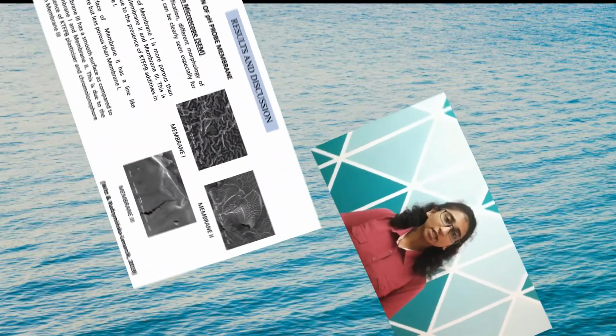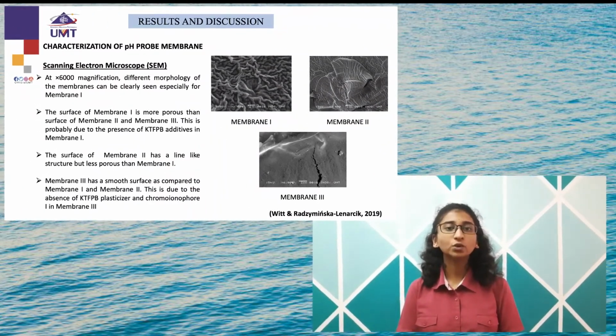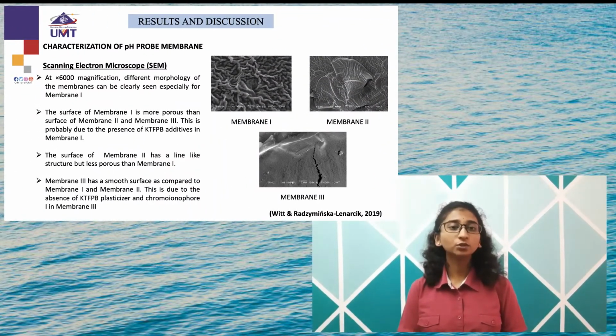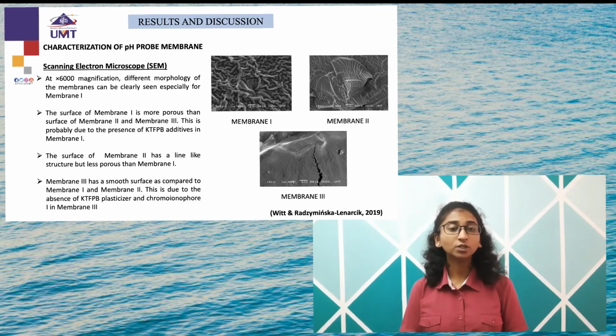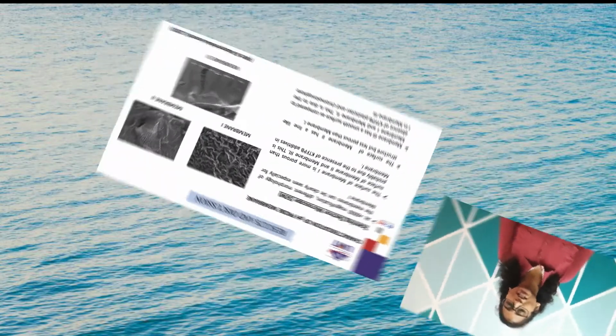For the SEM result, it is observed that membrane 1 has a denser porous-like structure as compared to other membranes. This is probably due to the presence of KT-FBB compound in membrane 1, which plays a vital role in increasing the porosity of the membrane significantly.